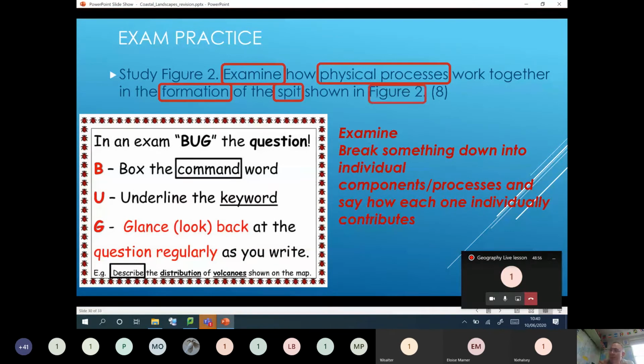So we've broken down the question, and I would expect you to do this in an exam where you would underline or highlight to break your question down. So let's start to have a look at how we could answer this question. We're going to look step by step how this spit has been formed.